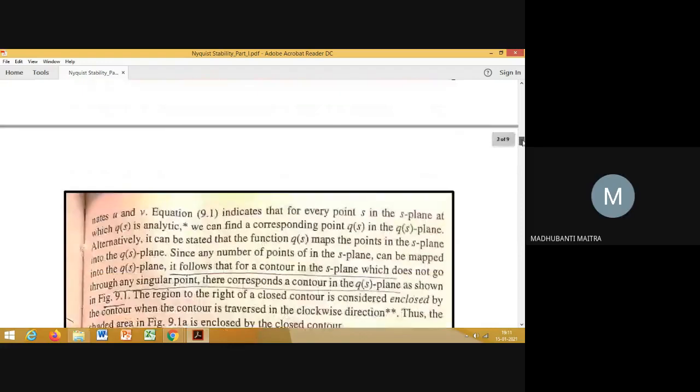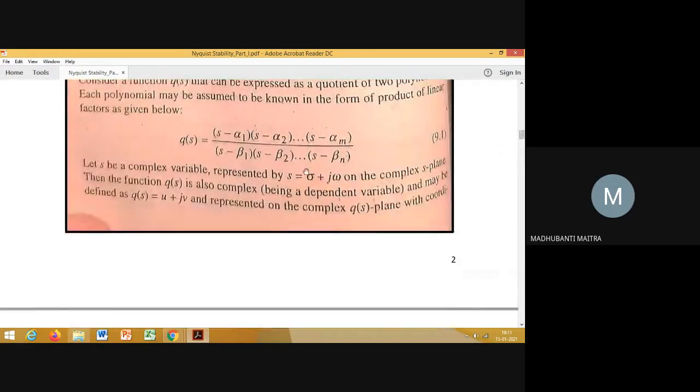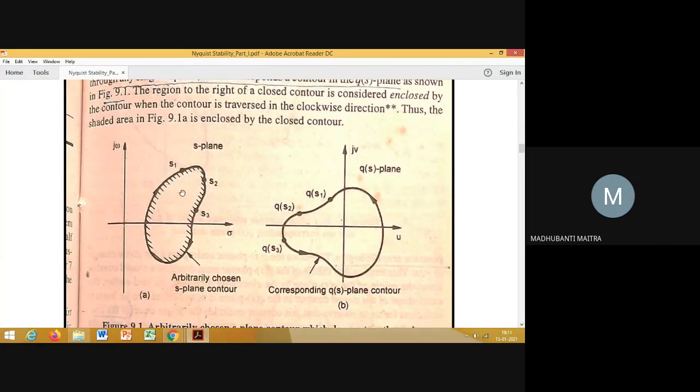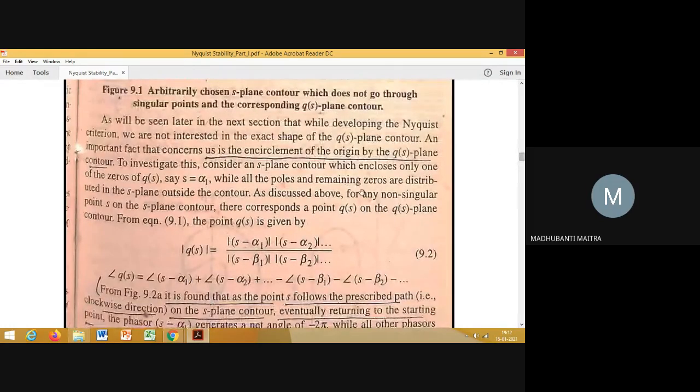Yes, ma'am. So let's assume that one zero of QS, say alpha 1, is being enclosed. All the poles and zeros of QS can be located on this S plane, and we assume that one zero is enclosed by this S plane contour that we have chosen, and all the rest of the poles and zeros of QS lie outside this enclosed region. Only one single zero of QS is being enclosed by this S-plane contour. So consider an S-plane contour which encloses only one of the zeros of QS, say alpha 1, while all the poles and remaining zeros are distributed in the S-plane outside the contour.